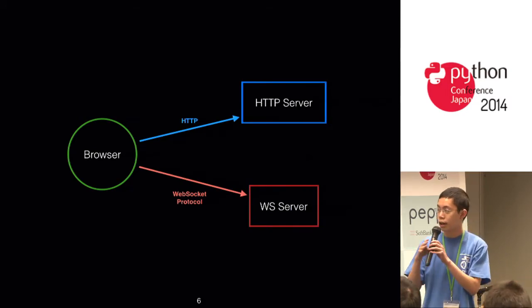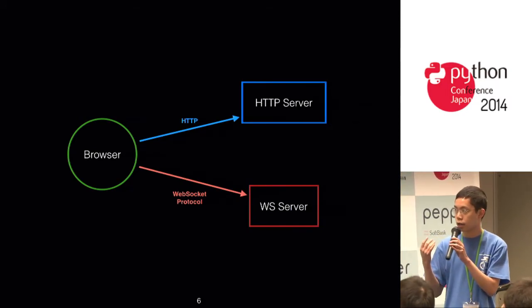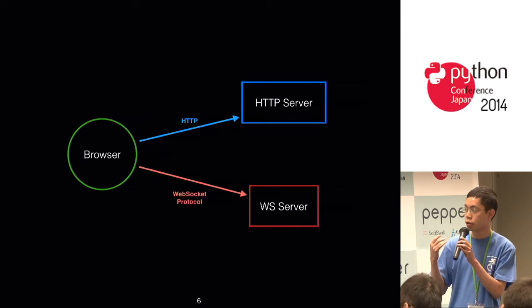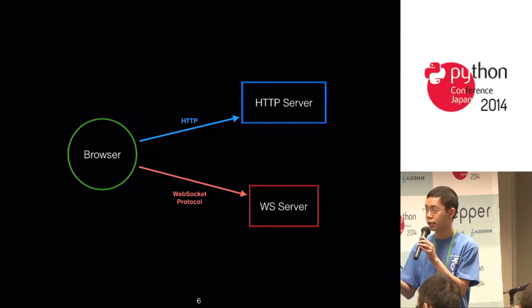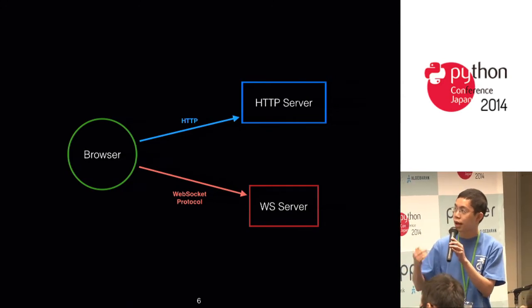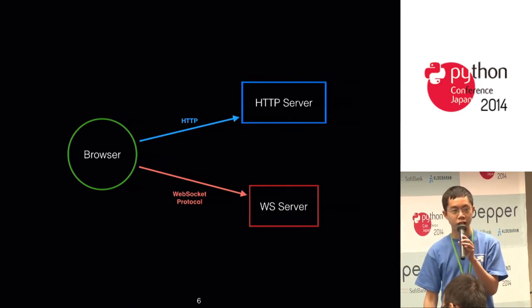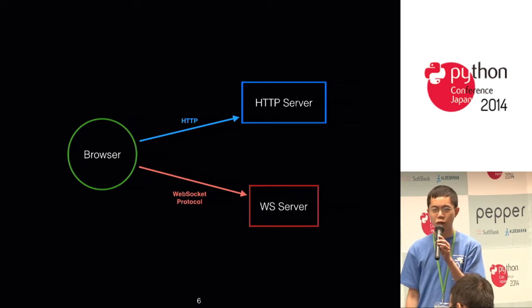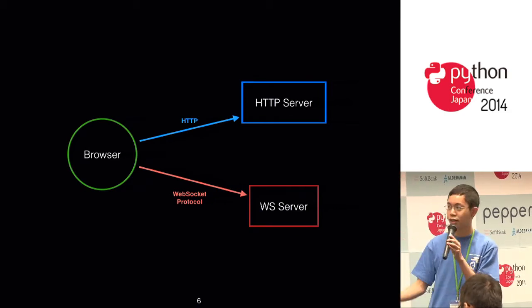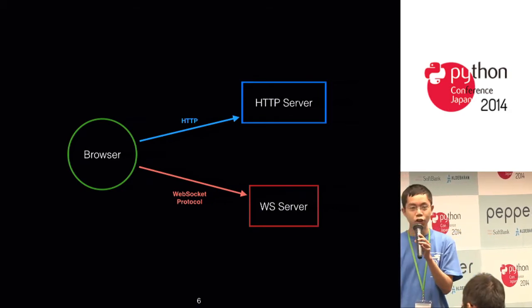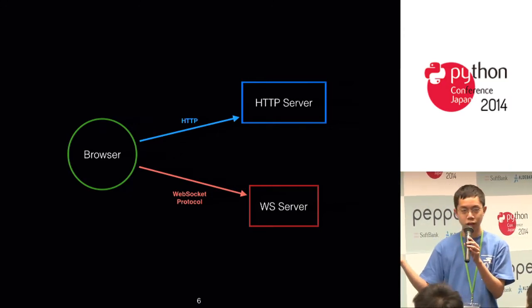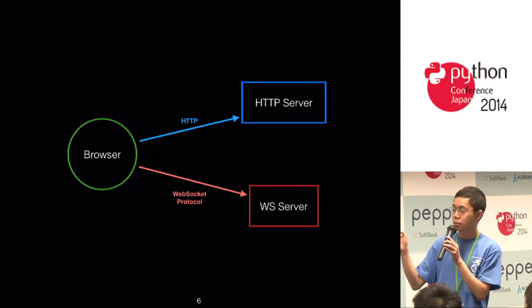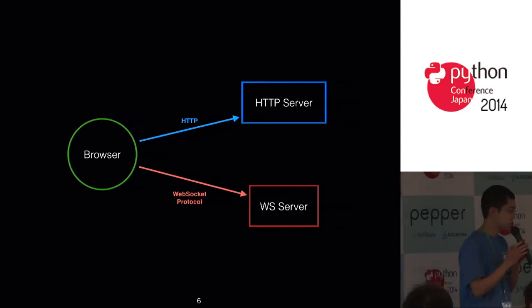This is the general structure of a WebSocket application. You might have HTTP that serves a lot of stuff, including maybe a REST API and a whole bunch of stuff that you might or might not need, but you have it anyway. And there's a WebSocket that could be on the same server or on a different server.